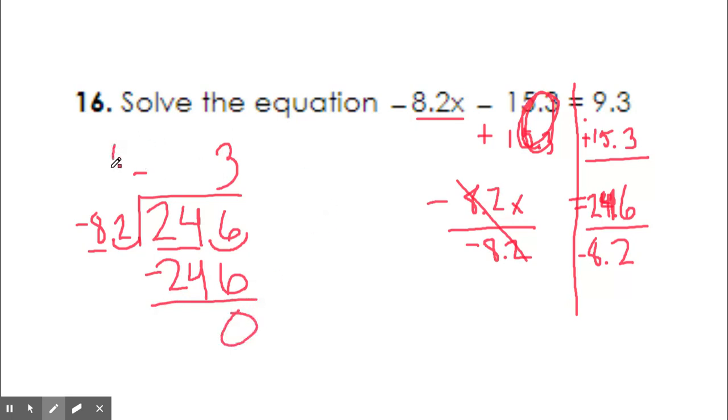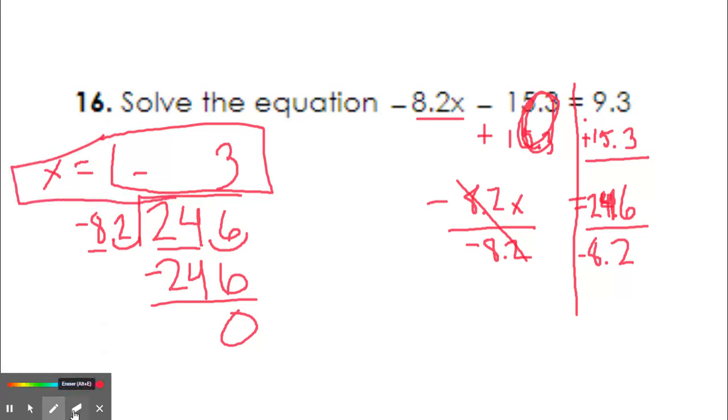So the answer is negative 3 for x. I need to put x equals negative 3. Let me erase that one line. So x equals negative 3.